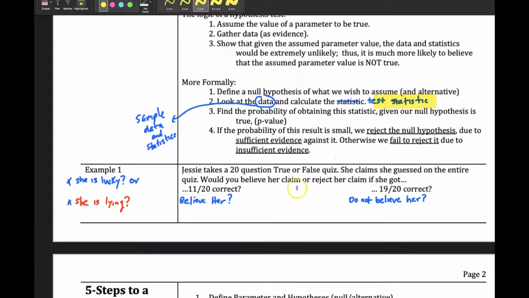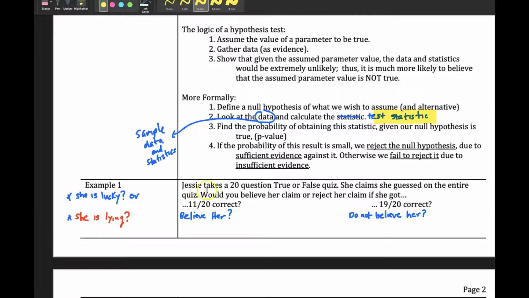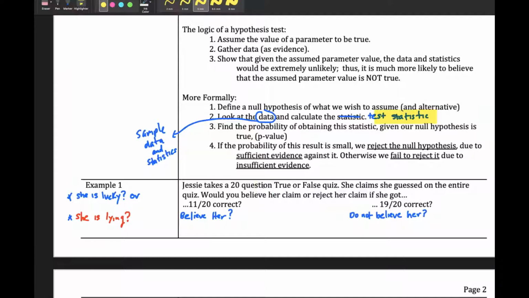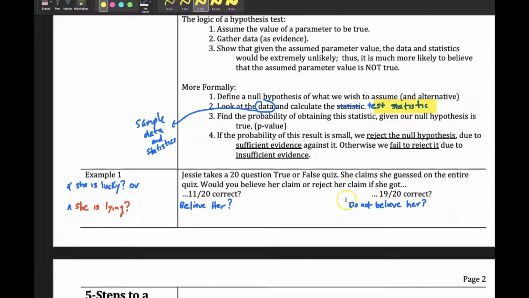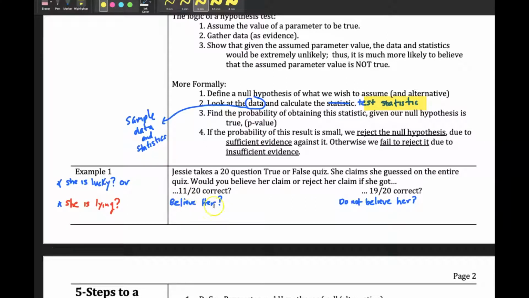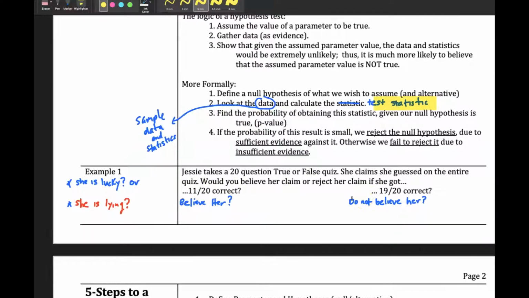For example, Jessie takes a 20-question true or false quiz. She claims she guessed on the entire quiz. Would you believe her claim or reject her claim if she got 11 out of 20? She makes a claim: I guessed on the entire quiz. She got 11 out of 20. Would you believe her? If she gets 19 out of 20, would you not believe her?